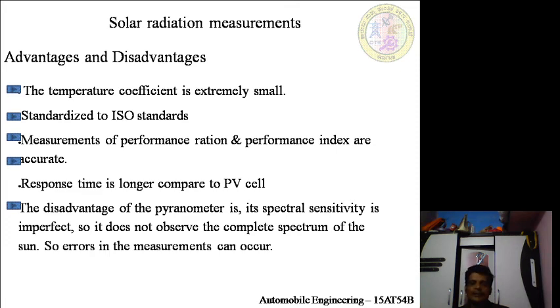Response time is longer compared to a PV cell. The only disadvantage of using a pyranometer is that its spectral sensitivity is imperfect. So it does not absorb the complete spectrum of the sun, so error in the measurement can occur. That is the only disadvantage of using the pyranometer.